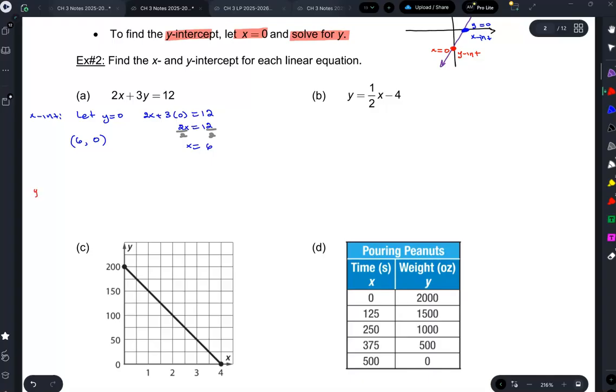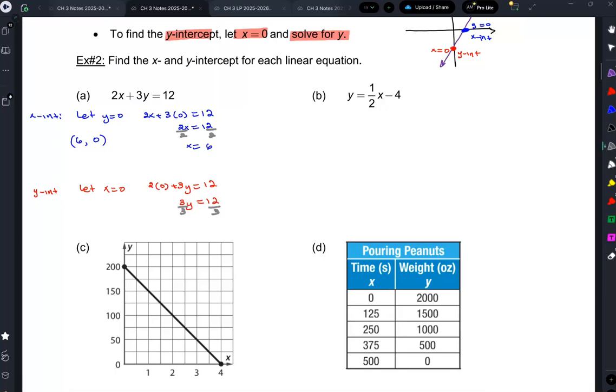For the y-intercept, we're going to say let x equal 0. So now in the equation, we're going to put 0 for x. We're going to say 2 times 0 plus 3y is equal to 12. 3y is equal to 12. Divide by 3 on both sides. So y is equal to 4. And as our answer, this time, because that's the y, it's going to go in the y spot, and the other one is going to be 0. So for your answer, you have two answers, this and this.